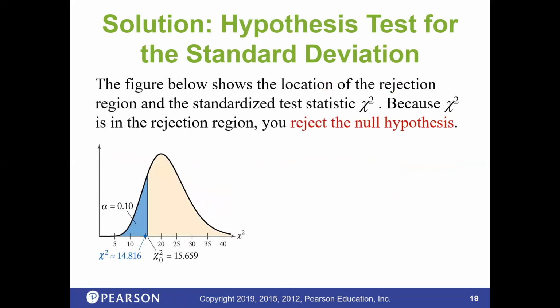So the critical value is 15.659. Our chi-squared value that we calculate is 14.816. Hey, we actually are in the rejection region. Kind of funny because it's lower, right? We expect that to be higher or lower, but yes, it is in the rejection region. Perfect. So we reject the null hypothesis.